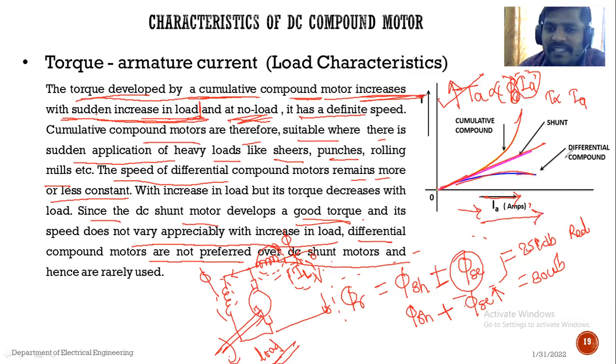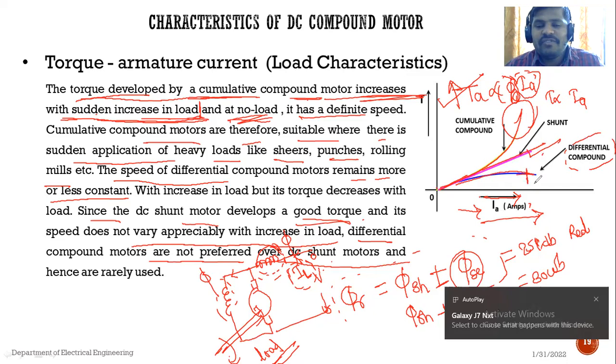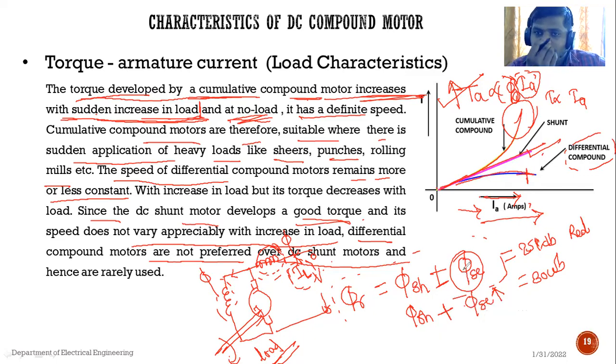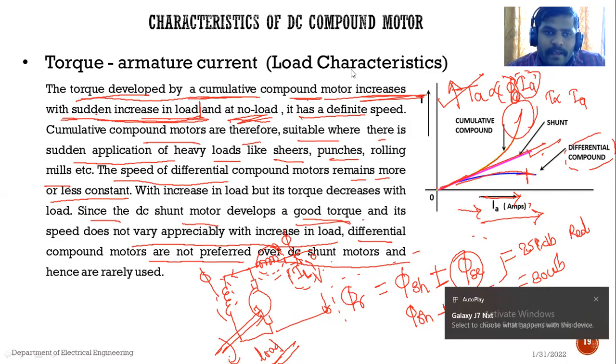So differentially compounded motor, instead of using this motor we are using shunt motor, and instead of using shunt motor we are preferring cumulatively compounded motor. So differentially compounded motor is rarely used, cumulatively compounded motor is mostly used. Also it is having a good torque, so it is used for heavily changing load application. Okay, getting torque versus armature current characteristics.